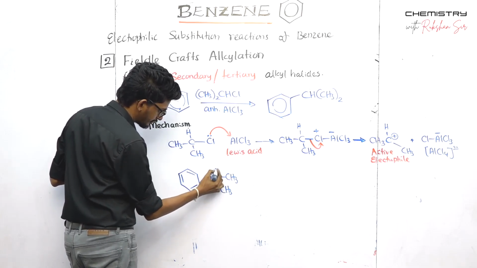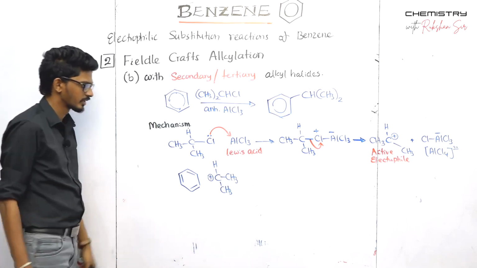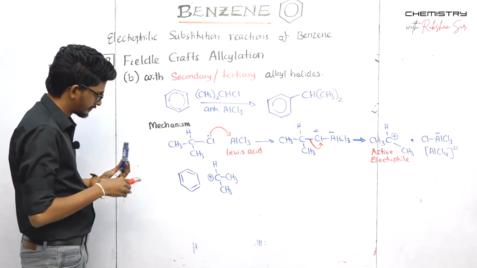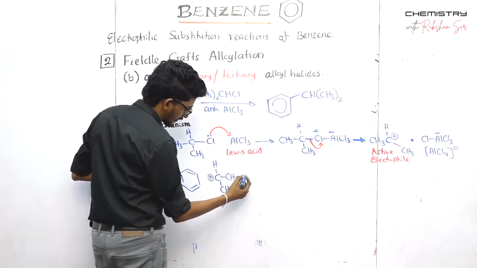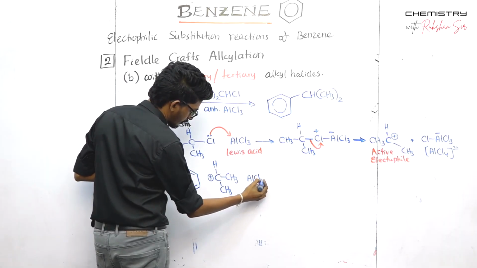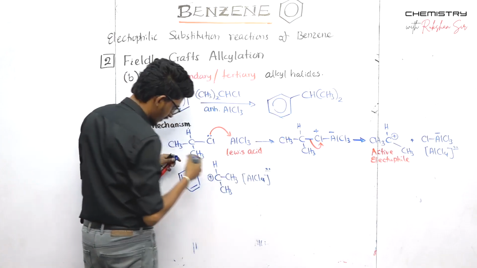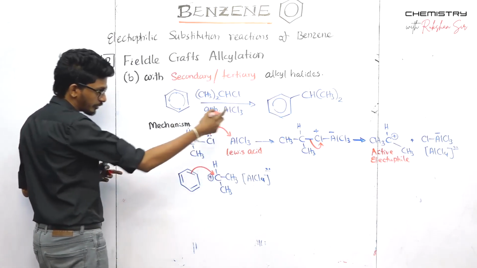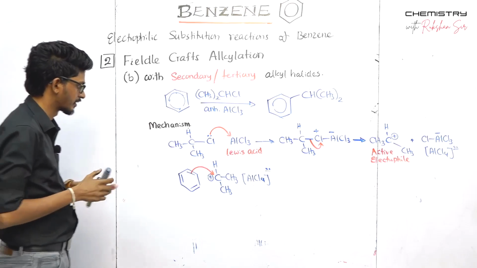So this is your electrophile, right? No worries, the same thing happens. When writing the electrophile, write the other stuff as well, AlCl4 minus as well. So this to this, the benzene attacks the so-produced electrophile.